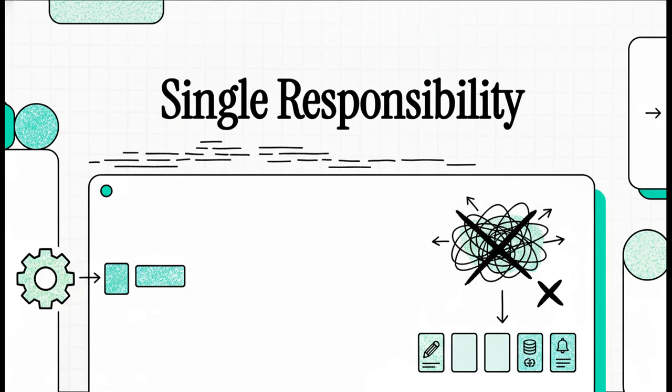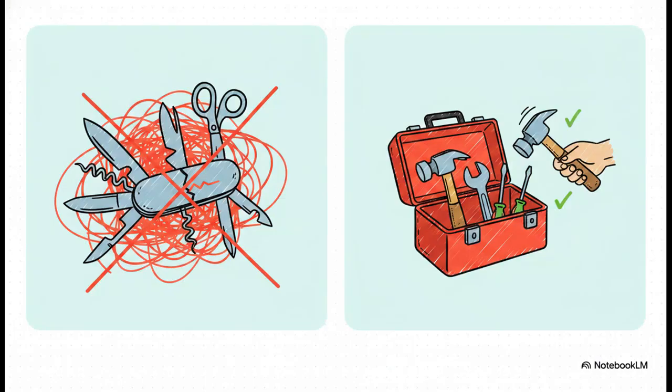Hey everyone, and welcome. Today, we're diving into one of the most important rules for writing good, clean software that's built to last, the single responsibility principle. Now, it might sound a little academic, but trust me, getting this one concept right will totally transform how you build code.